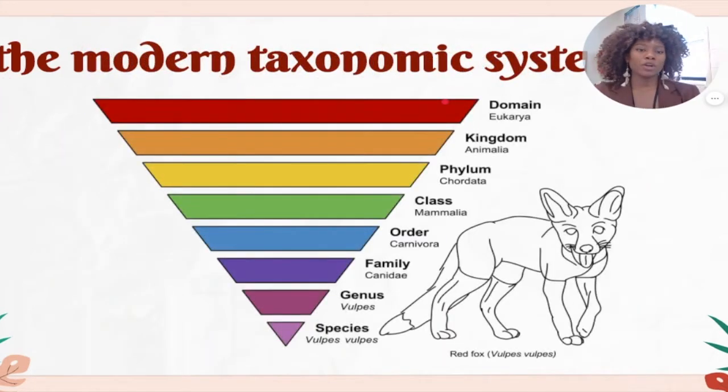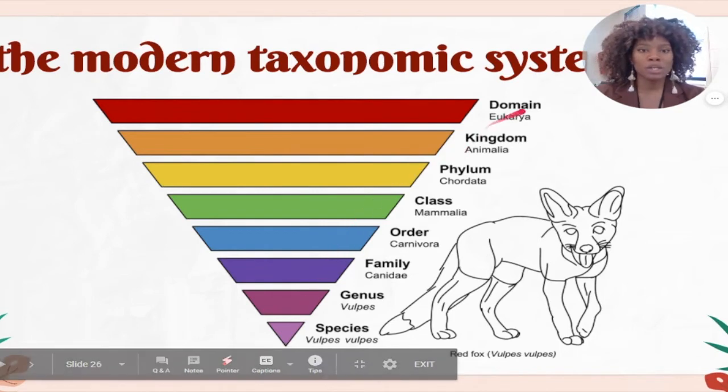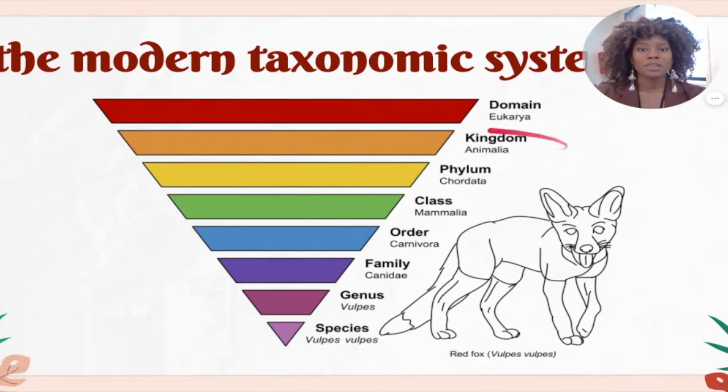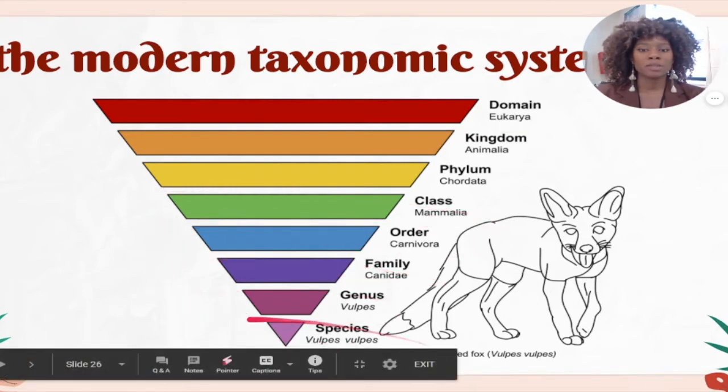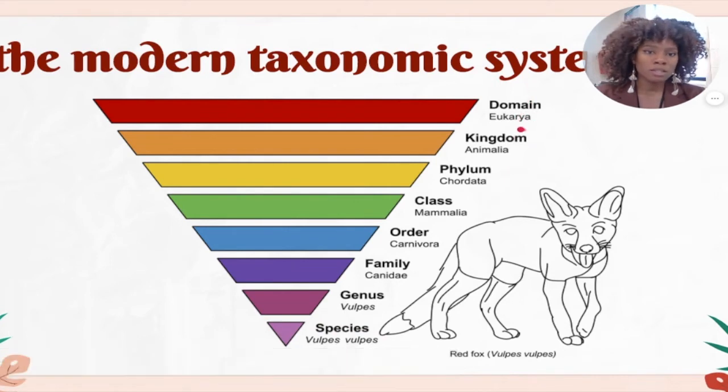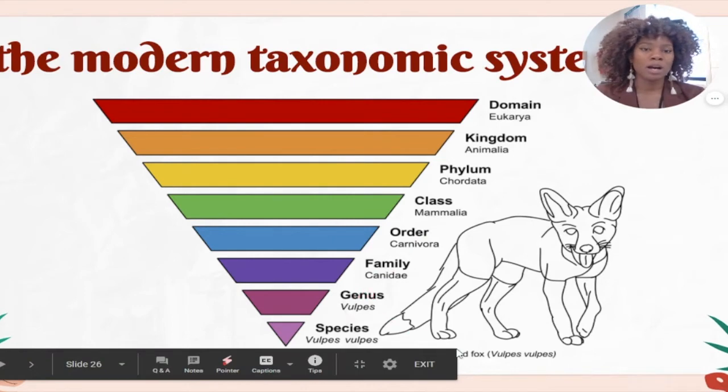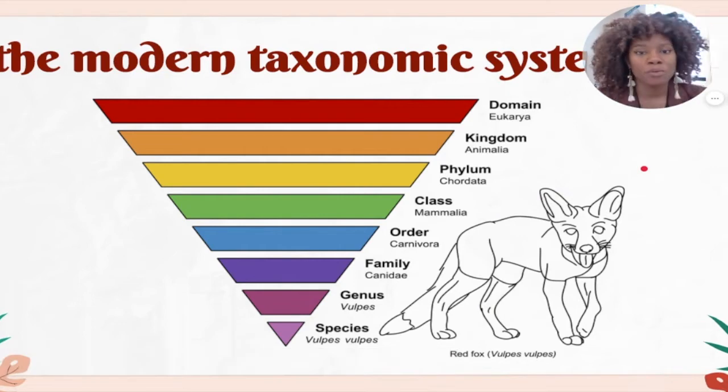So this is another representation of the modern taxonomic system. At the very top, this graphic does a very good job of showing you that the levels get more and more specific, smaller as you go down. So the domain is the biggest, then the kingdom, then the phylum, then the class, then the order, then the family, then the genus, and then the species. These little parts underneath are actually the classification for Vulpes vulpes, which is, I think, yeah, the red fox. So pretty cool.